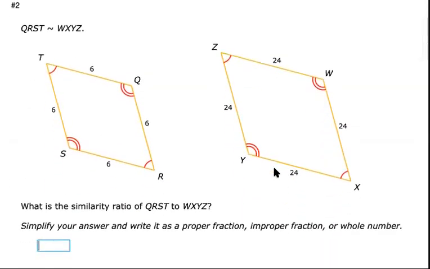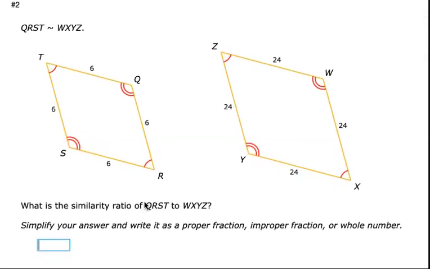All right, let's take a look at another one. All right, let's look at this one here. What is the similarity ratio of those two? Simplify your answer as a proper fraction in proper form. Okay, so let me get my pen out. Okay, so we're looking at these different sides. Each side is the same length as these sides over here. So this is just basically going to be a fraction of here.